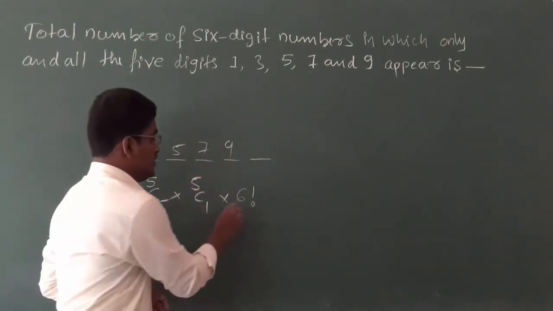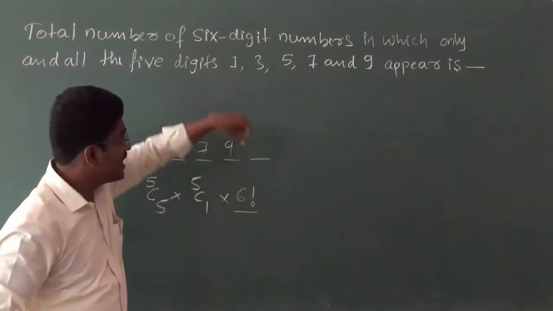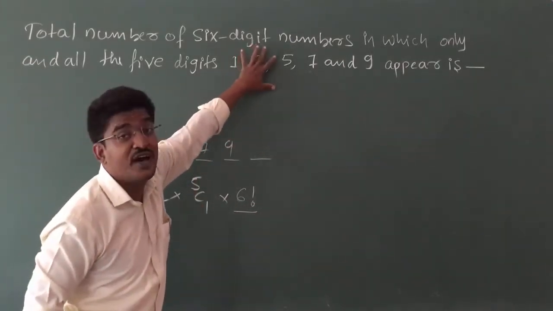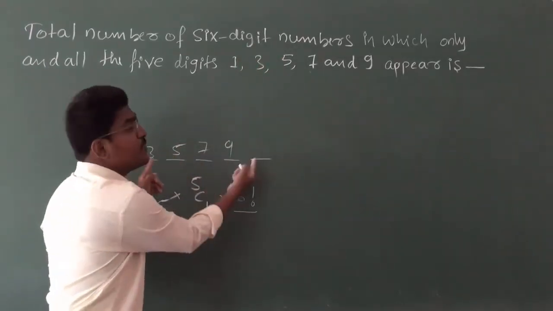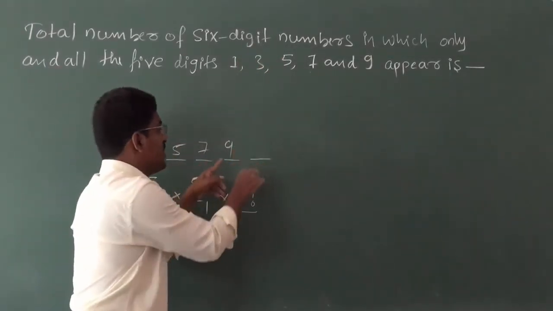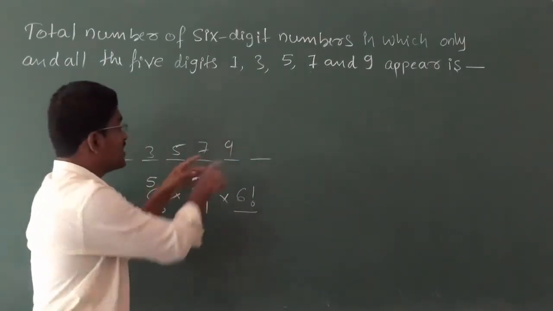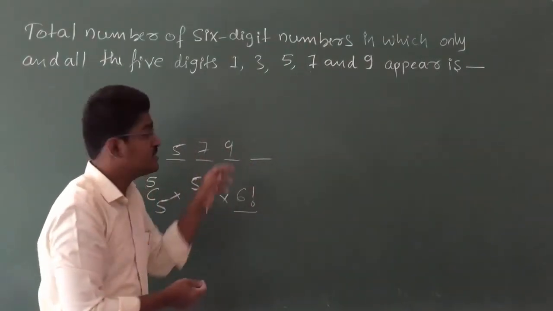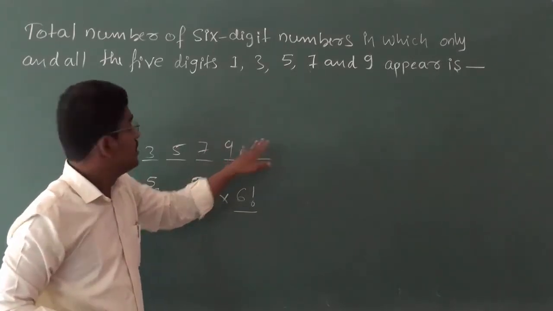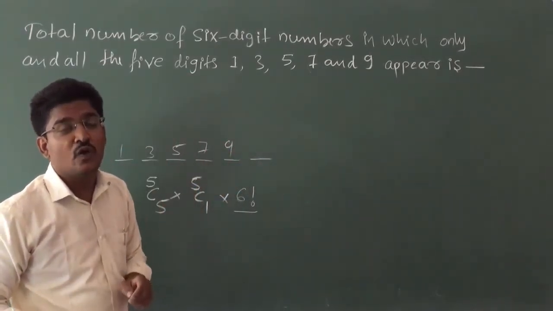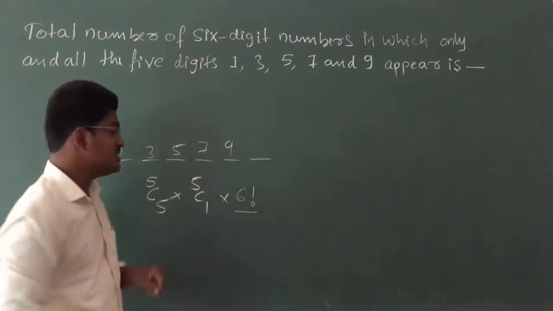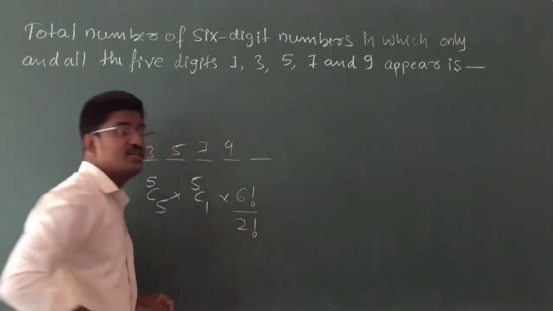Clear? Divided by, see here, if I write any number of these 5, that is going to be repeated. If I write 3, 3 is repeated 2 times. If I write 7, 7 is repeated 2 times. If I write 9, 9 is repeated 2 times in this place. Clear? If I write 1, 1 is repeated 2 times. That means, as you all know, the number of repetitions has to be divided by its factorial.